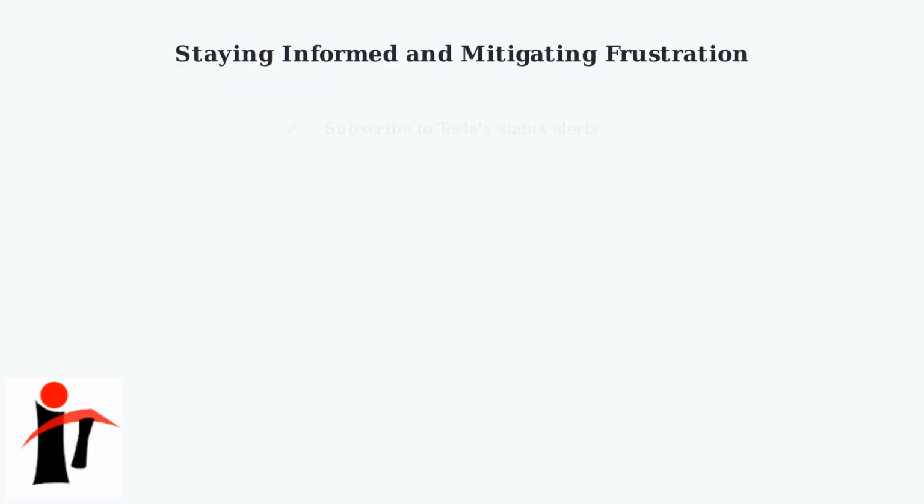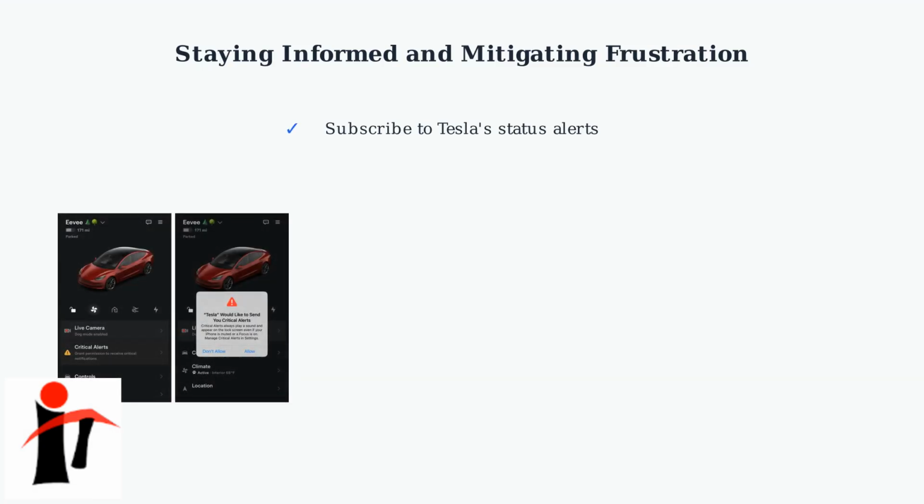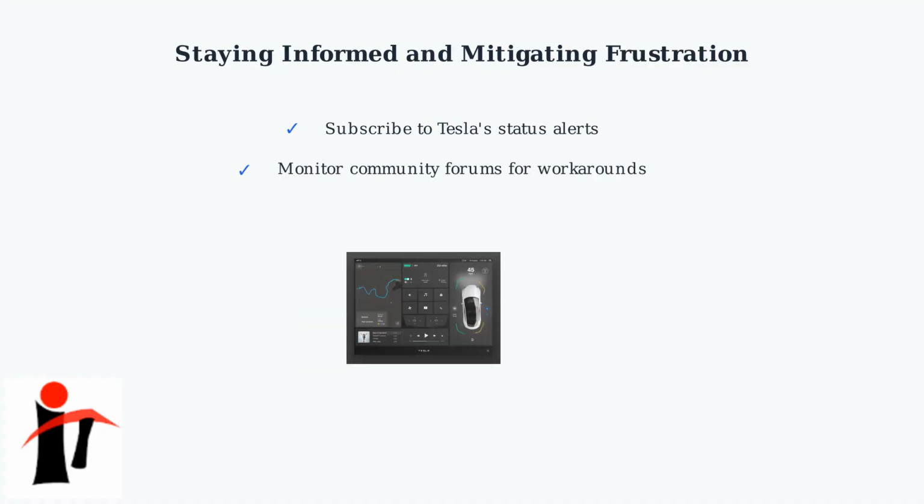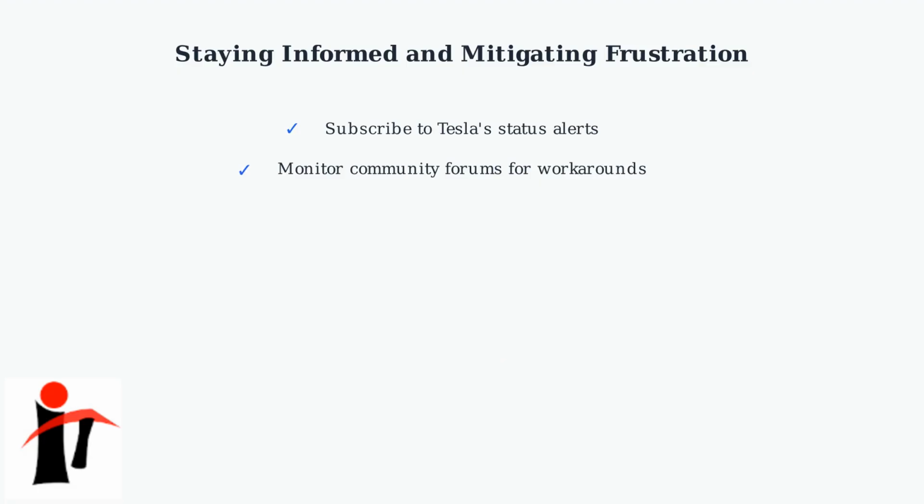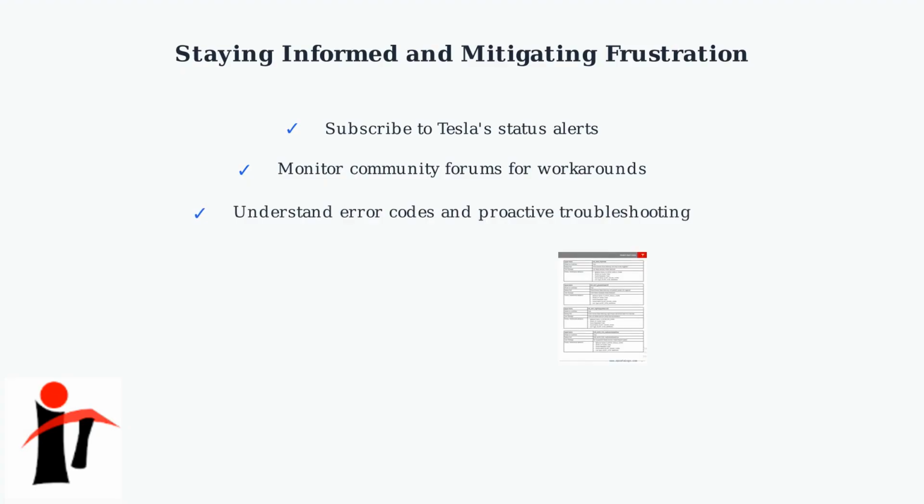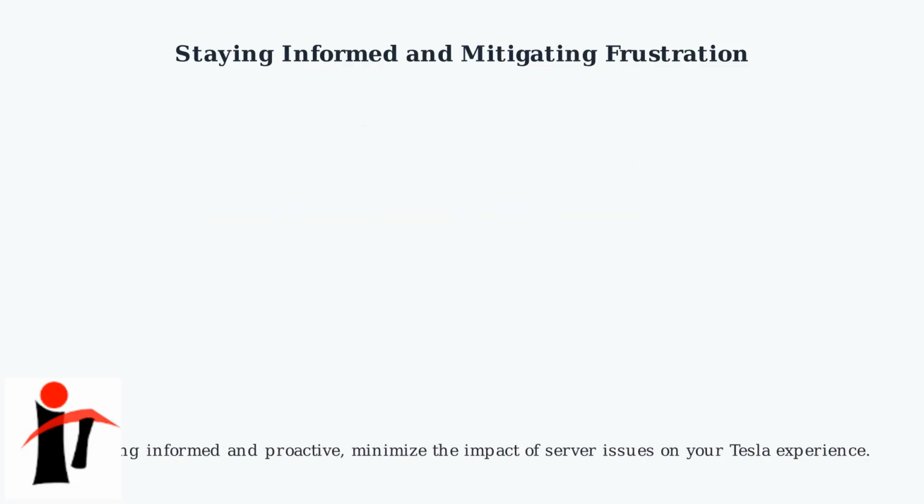While Tesla App 500 errors are often unavoidable, staying informed and understanding error codes can help mitigate frustration. Subscribe to Tesla's status alerts to get notified about server issues before they affect you. Monitor community forums for workarounds and shared experiences from other Tesla owners. Learn about error codes and practice proactive troubleshooting when issues arise. These strategies are part of the EV ownership learning curve. By staying informed and proactive, you can minimize the impact of server-side issues on your Tesla experience.